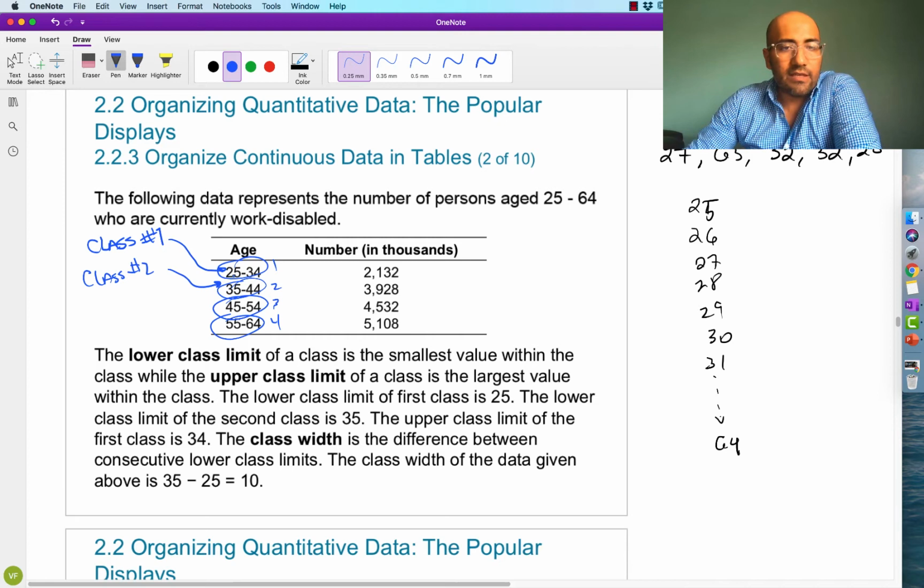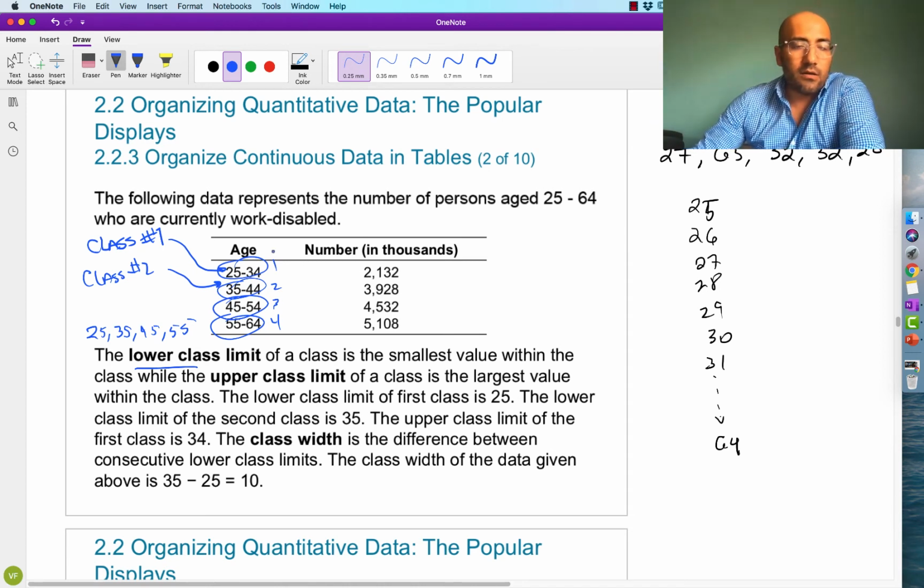Now, all of these lower values are the lower class limits. The 25 is the lower class limit of the first class. 35 is the lower class limit of the second class, and so on and so forth. Collectively, the 25, the 35, the 45, and the 55 are the lower class limits. The upper class limits are exactly what we would expect: the 34, the 44, the 54, and the 64. These collectively represent the upper class limits. Within a specific class, looking at the class between 45 to 54, you could say the 45 is the lower class limit and 54 is the upper class limit.